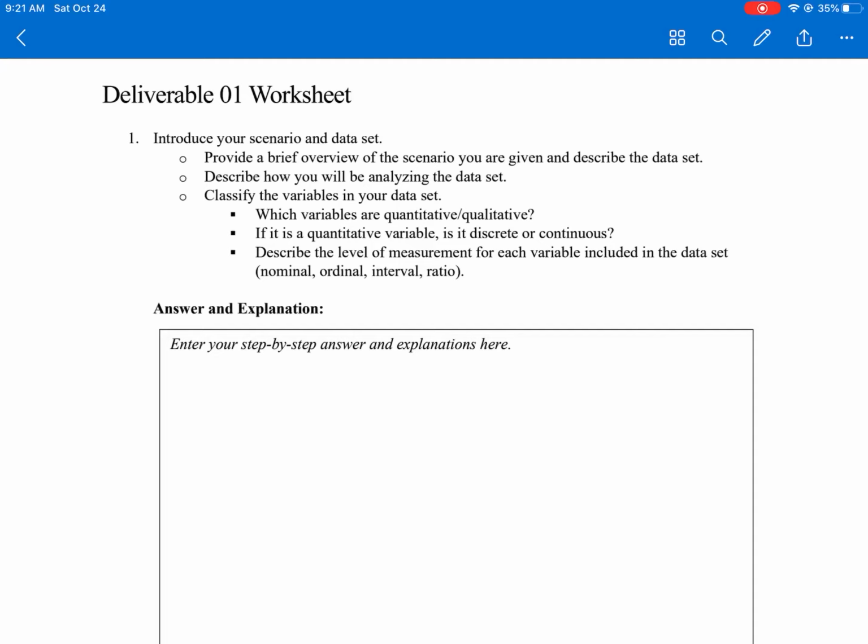So when you're looking at number one, you have your job descriptions and you have your salary. Those are the two things you need to answer with. With job description, is it quantitative or qualitative? Same with salary. If one of those two is quantitative, then you also need to answer, is it discrete or continuous? And for both, you need to say, is it nominal, ordinal, interval, or ratio? That's what they're looking for in part one.